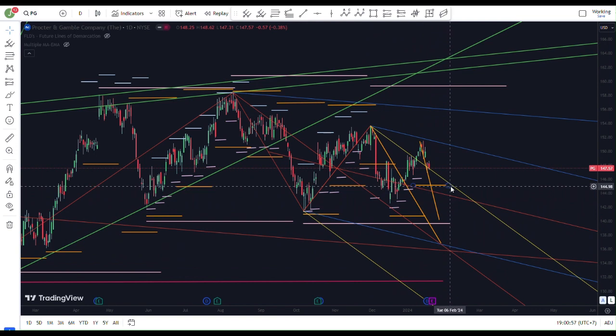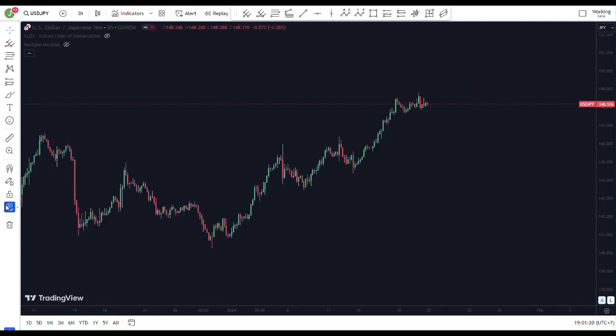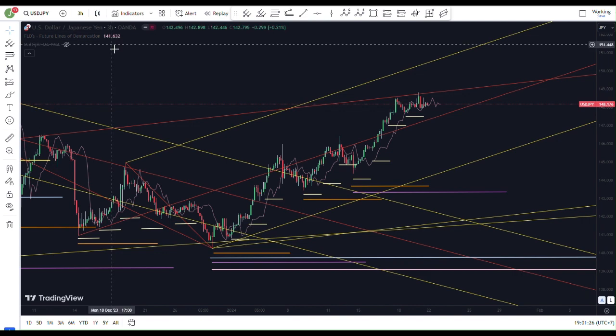So while the SPY and SPX trades have worked out well, PG has not. Okay, we're back to the USDJPY chart on the 3-hour time frame. I'll unhide the drawing tools. You can see the time cycles.